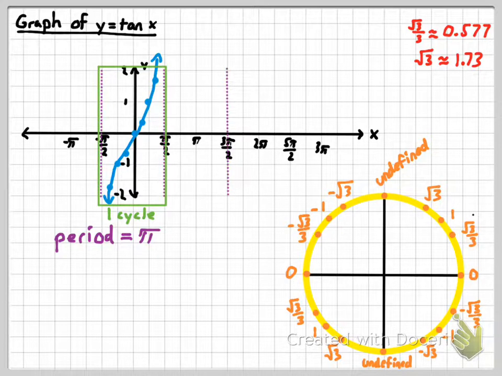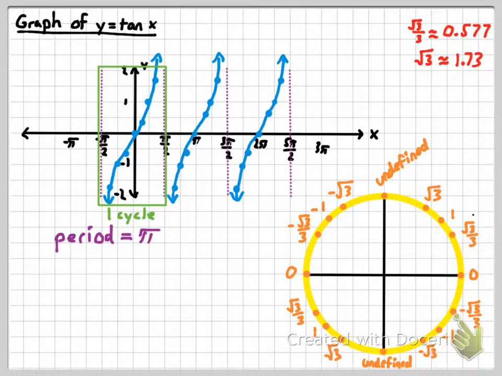And then as you continue past pi over 2, you get the same values over again until you get to 3 pi over 2, like so. All right, and then we can keep continuing that every pi units. So between 3 pi over 2 and 5 pi over 2, you get that cycle. And between negative pi over 2, if I'm going to the left now, and negative 3 pi over 2, you get that same cycle of values.